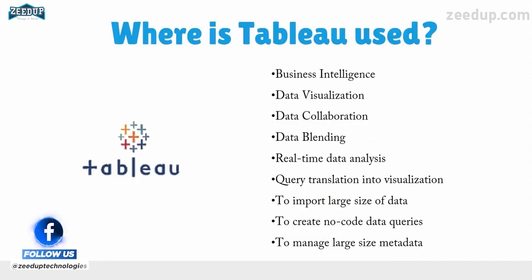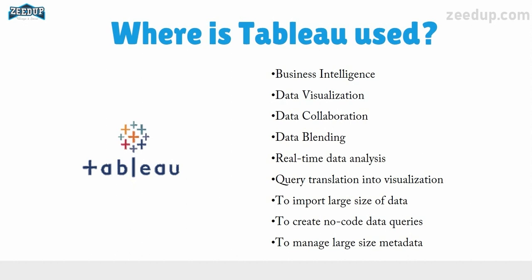Let us now understand where Tableau is used. So these are the places where Tableau is mainly used. You can see there are these different places. The first main usage of Tableau is in business intelligence. Business intelligence is a field where the main purpose is that the data from an organization is collected and visualized to understand better about the organization as a whole. It is generally used by top level management to take decisions for the betterment of the organization.